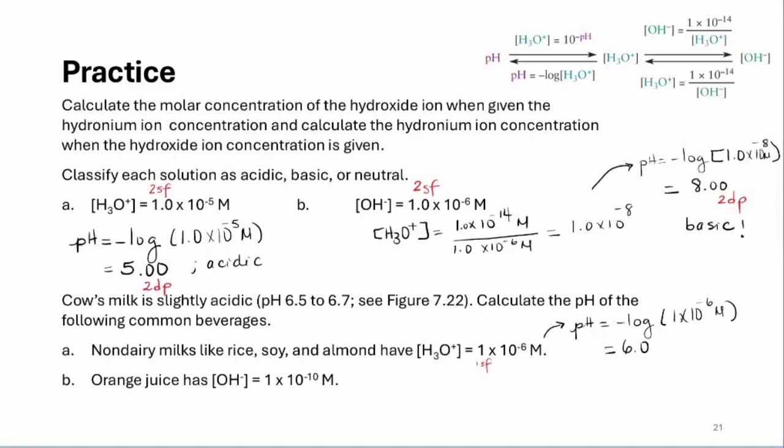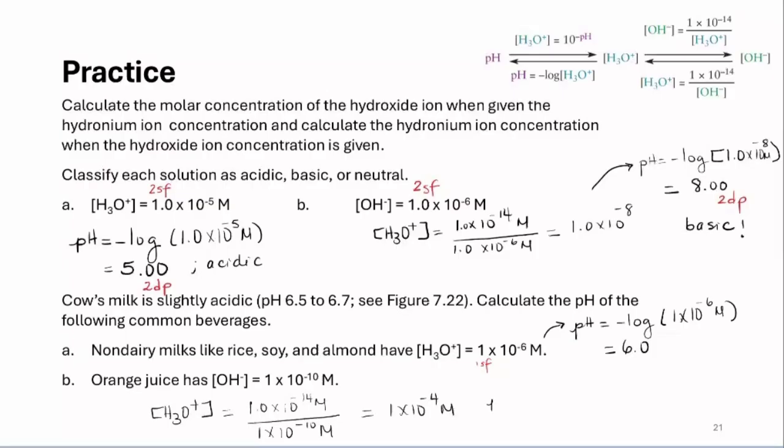Let's now look at orange juice, which has a hydroxide concentration of 1 times 10 to the negative 10. This example, similar to letter B, we're going to first find the hydronium concentration. H3O plus equals 1.0 times 10 to the negative 14 molar divided by 1 times 10 to the negative 10 molar, which means that this is going to equal 1 times 10 to the negative 4 molar.